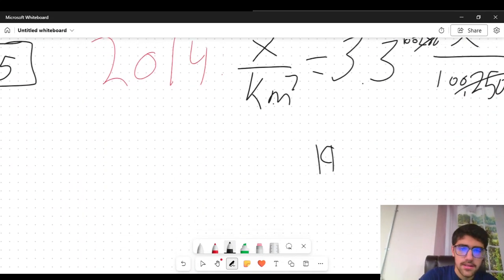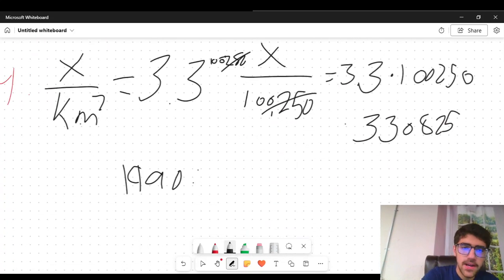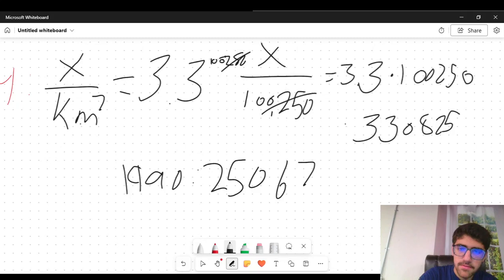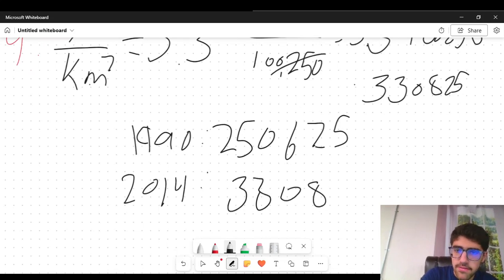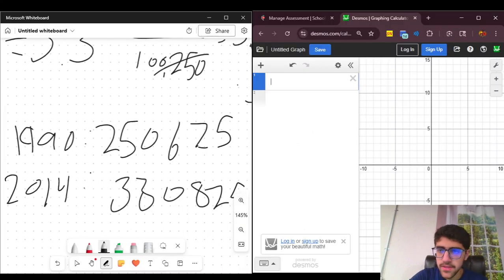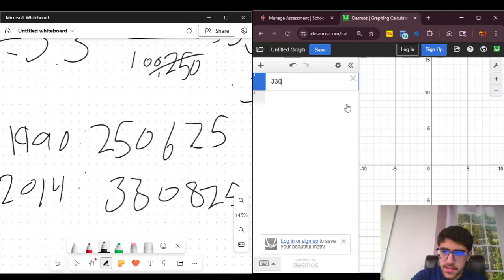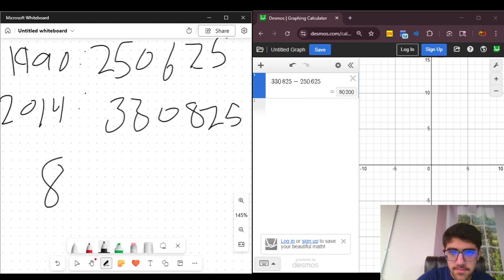So in 1990, it was 250,625, and then it increased in 2014 to 330,825. From there, we can just find the difference in Desmos. So just plug it in, put the numbers in. 330,825 minus 250,625. The answer you get is 80,200 after subtracting them.